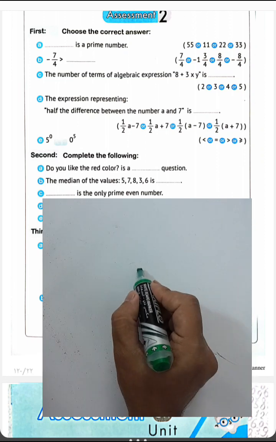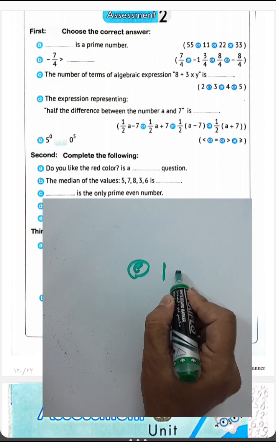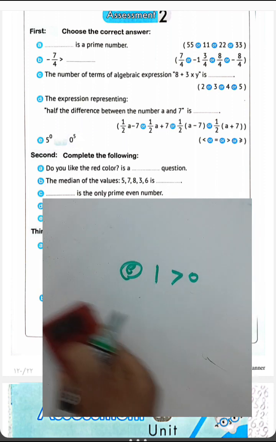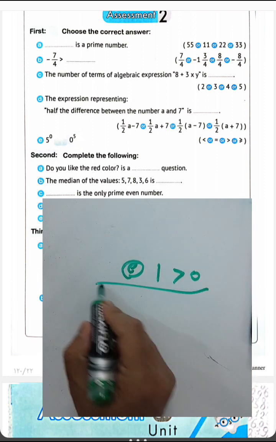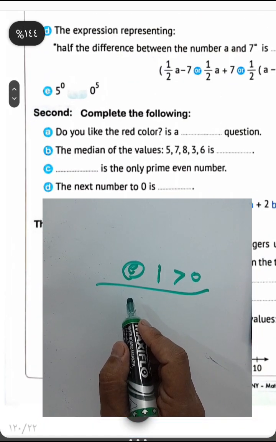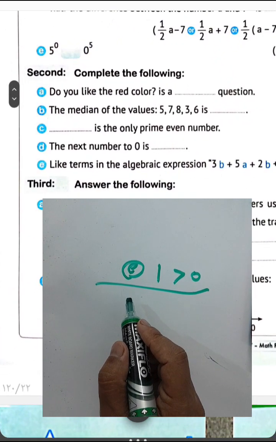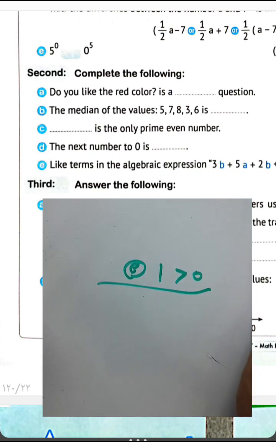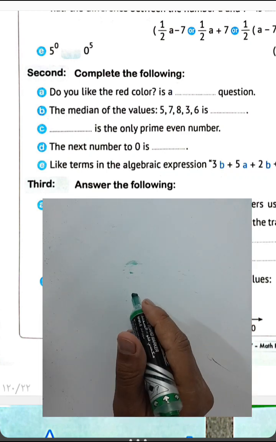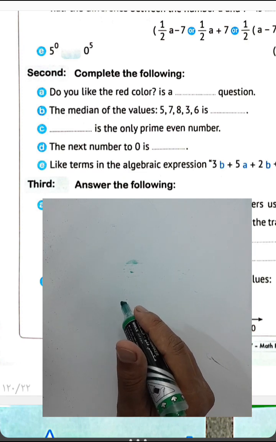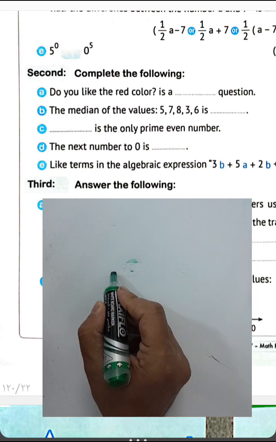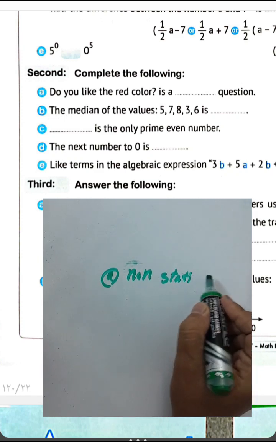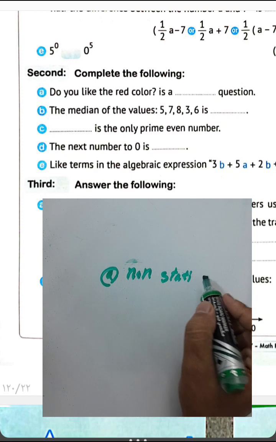Question letter E. 5 power 0 equals 1 and 0 power 5 equals 0. Then this number will be greater than. Question here: do you like the red color? This is a non-statistical question. Do you like the red color? It is non-statistical. Letter E, right, non-statistical.